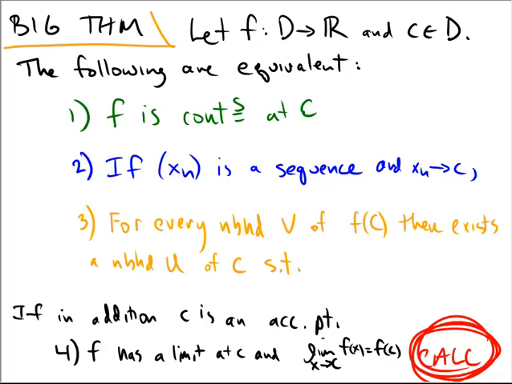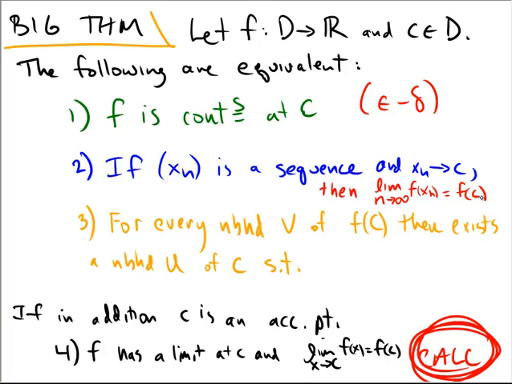And now here's the big theorem of this particular unit: if f is a function going from D to R and c is any point in the domain, then the following statements are equivalent. Number one, f is continuous at c. Remember that this would be our epsilon-delta definition that I put on the previous page, a couple pages ago. Number two, if xn is a sequence and xn goes towards c, then what has to happen? Well, then we would have to have that the limit as n goes towards infinity of f of xn has to go to f of c.